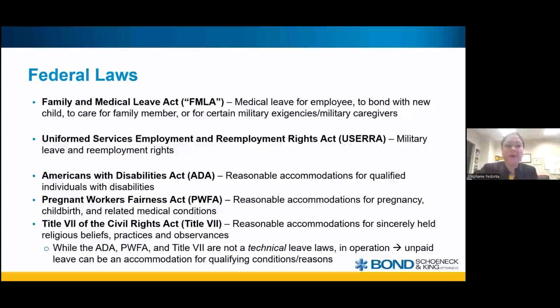So getting started with our federal laws, this slide provides an outline of the various federal leave laws, right? Today we're going to be talking about the Family and Medical Leave Act, FMLA, but don't forget that there's other leave laws that apply at the federal level: the Uniformed Services Employment and Reemployment Rights Act, USERRA, that relates to military leave, as well as the ADA, the Americans with Disabilities Act, the Pregnant Workers Fairness Act, or the PWFA, and Title VII of the Civil Rights Act, or Title VII.